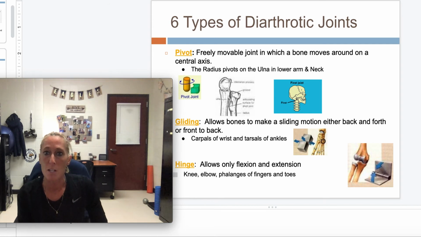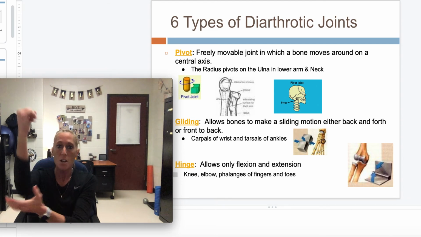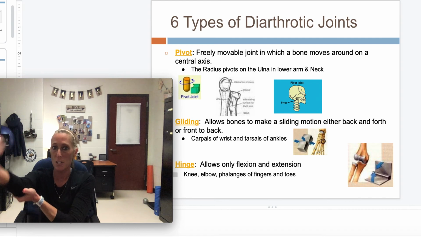Allows the bone to move in a sliding motion back and forth, or front to back. A hinge joint. A hinge joint is like a door. It opens and closes. That's all it does. My elbow joint is a hinge joint. All it does is open and close.